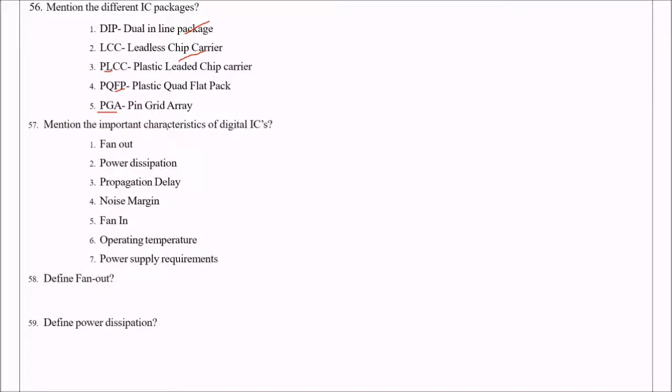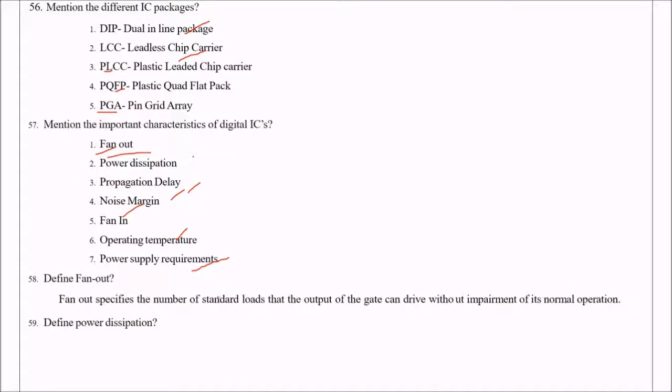The next is mention the important characteristics of digital ICs, digital integrated circuits. These are the important characteristics of any digital IC: fan out, power dissipation, propagation delay, noise margin, fan in, operating temperature, power supply requirements. So what is fan out? First of all, fan out specifies the number of standard loads that the output of the gate can drive without impairment of normal operation. Fan out is the number of standard loads that the output of the gate can drive.